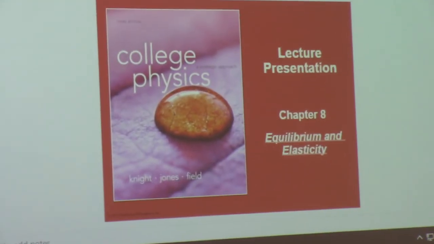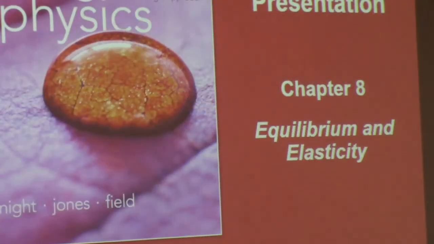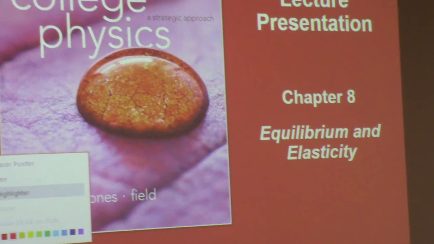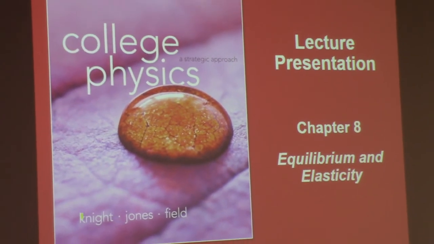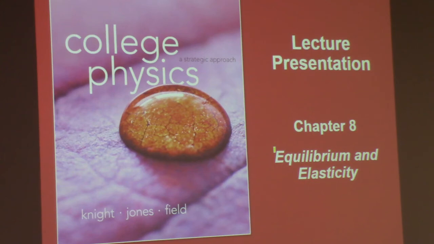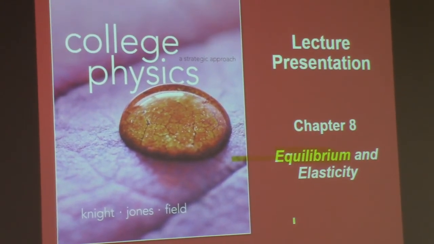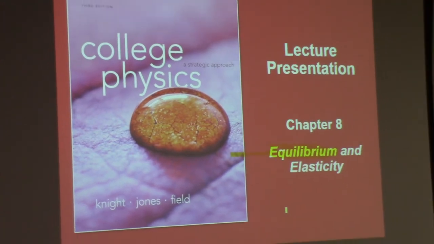And I thought we could take a look then at chapter 8. From chapter 8, we're just going to do the first 3 sections. Equilibrium, that's the part of chapter 8 we'll do. There's elasticity, that's the second part of it, but we're just going to focus on equilibrium. In a way, this equilibrium part is parts of chapter 4 and 5 combined with chapter 7. It's balancing forces and balancing torques at the same time.